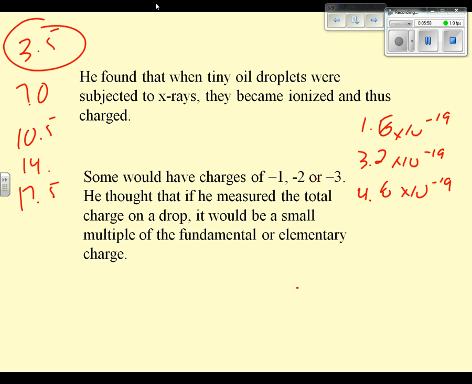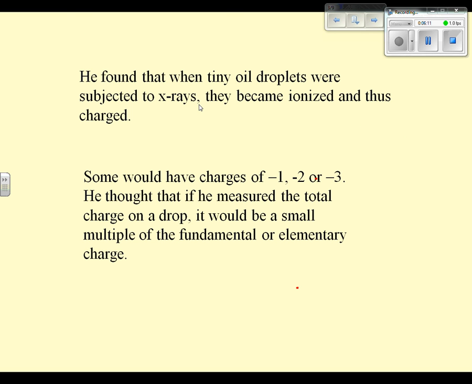Fair enough. But he would have likely graphed it, found the line of best fit, and determined what that line of best fit and the slope were. That's how he would actually have to do it. But again, with crazy, wacky numbers like this.